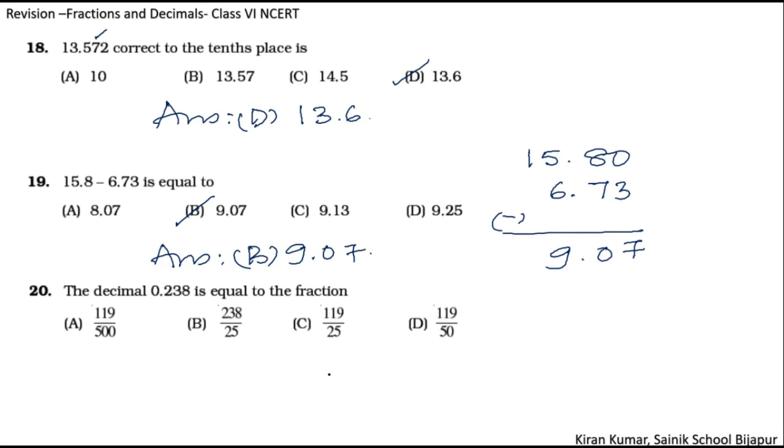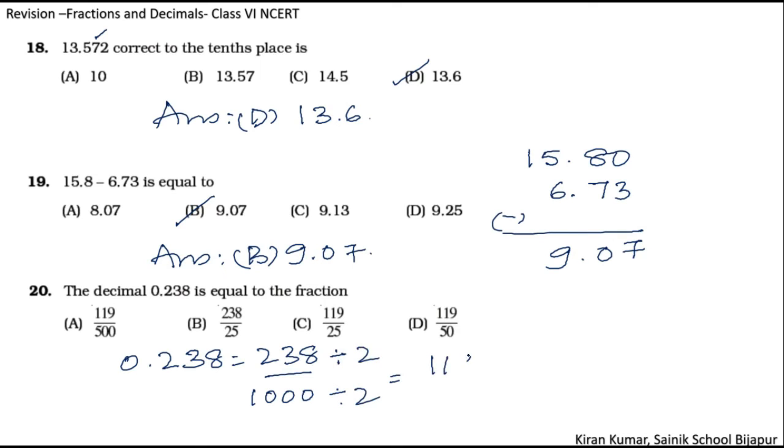20th question, the decimal 0.238 is equal to the fraction. So I need to write this 0.238 as 238 upon 1000. Now if I consider divided by 2, I'll be getting 119 upon 500. So this is present in option A. So the right answer is option A, 119 upon 500.